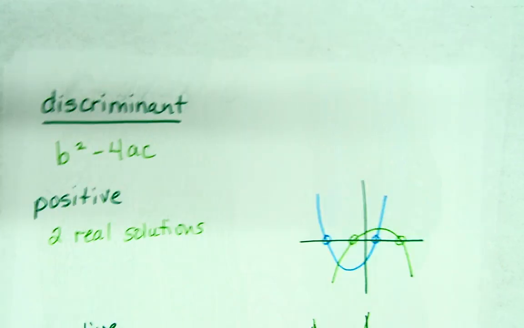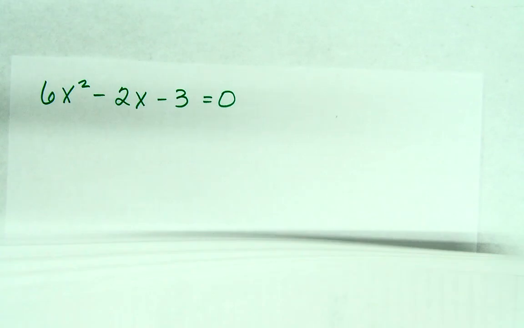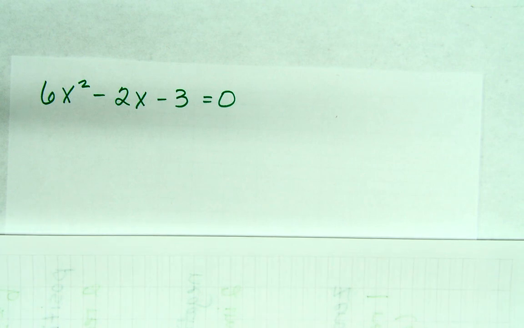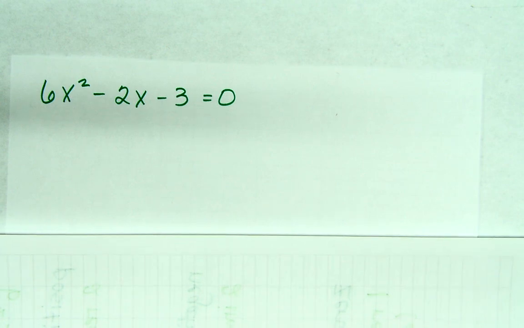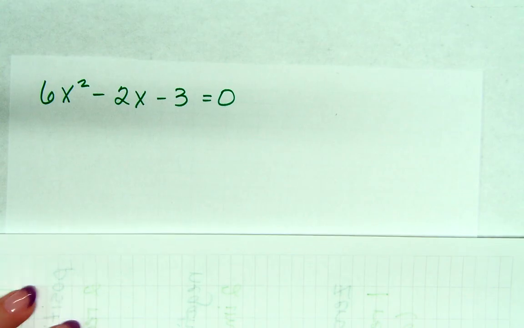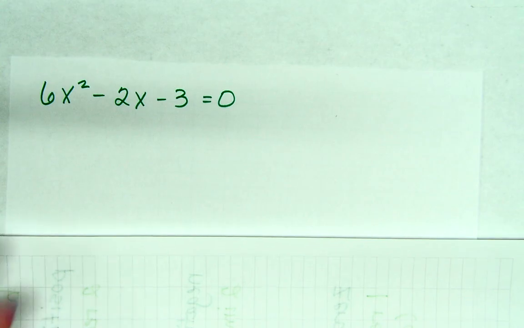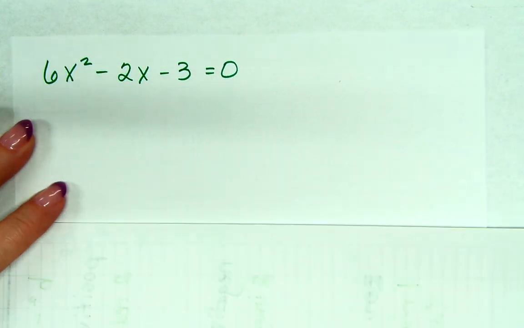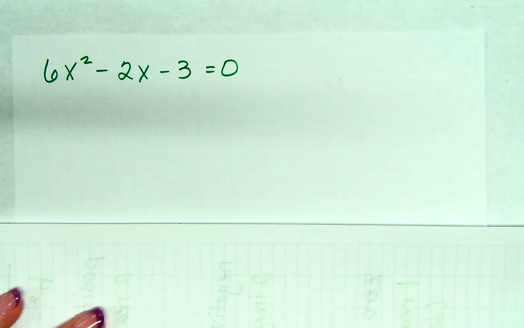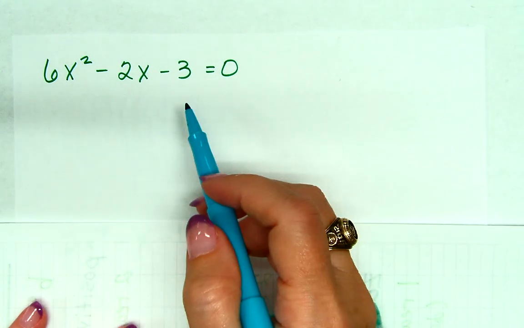Okay, so now let's use what we know. Here's the problem. 6x squared minus 2x minus 3 equals 0. Before I can start doing anything, I need to make sure my equation is in standard form. What does it mean for a quadratic to be in standard form?